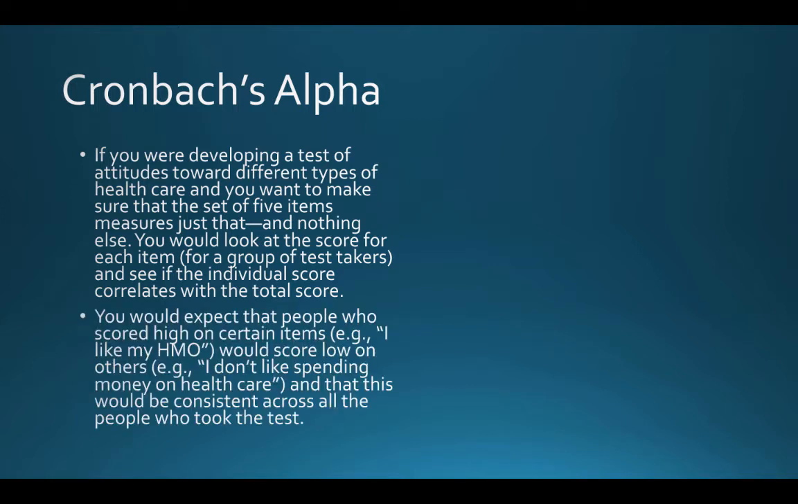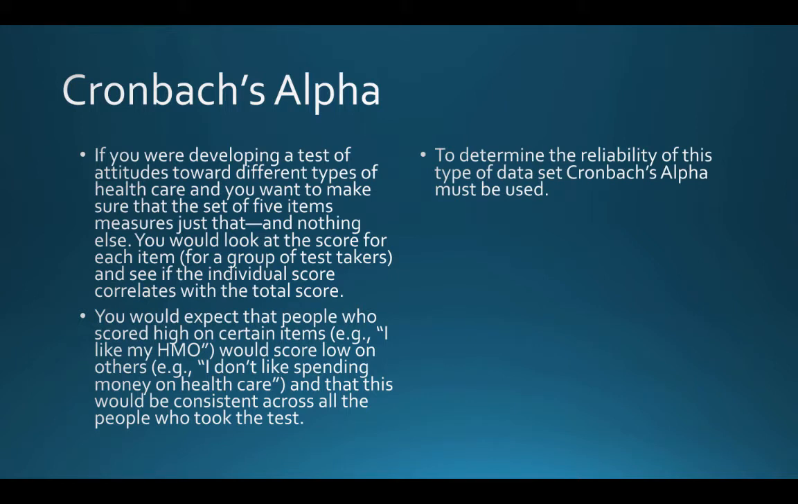So we might expect that people who scored high on certain items, so if I check I like my HMO, okay, they're going to score low on I don't like spending money on healthcare. Okay, that's what we want to be consistent. So if you are a person who says I love having clean clothes, you are not going to enjoy eating ice cream in white pants and a white shirt. So again, you're determining the reliability there of a data set, and Cronbach's alpha must be used.